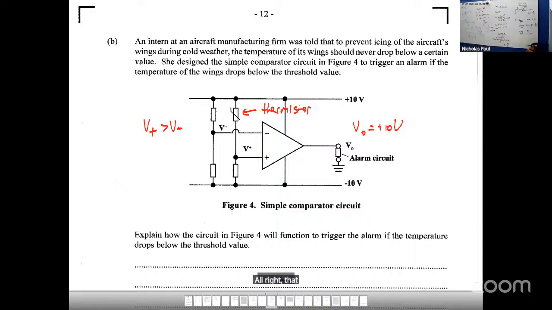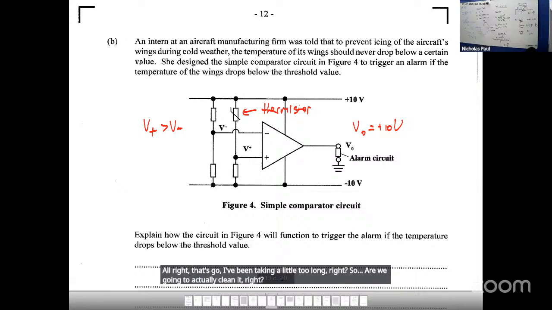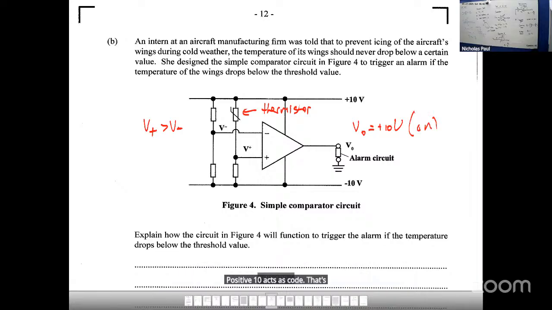All right, let's go. We're taking a little too long. So how are we going to explain it? We start with number 1: what causes the alarm to go off? V out has to be positive 10. Positive 10 acts as on. How do we achieve positive 10? V positive must be greater than V negative. That makes sense?